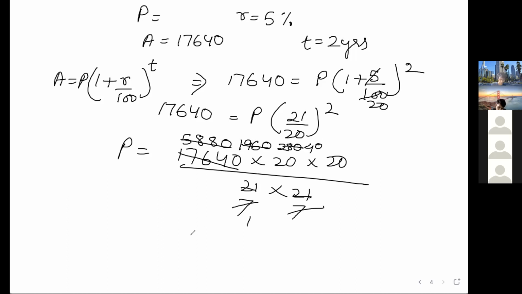So how much is there? 40 into 20 into 20. That's all. 4 2s are 8, 2s are 16. 16,000 rupees is the answer. Rate is 5%. Is it clear?